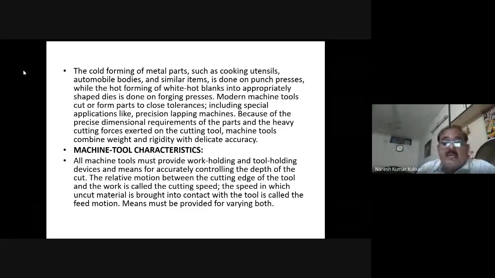The relative motion between the cutting edge of the tool and the work is called cutting speed. The speed at which the uncut material is brought into contact with the tool is called the feed motion. Means must be provided for varying both.